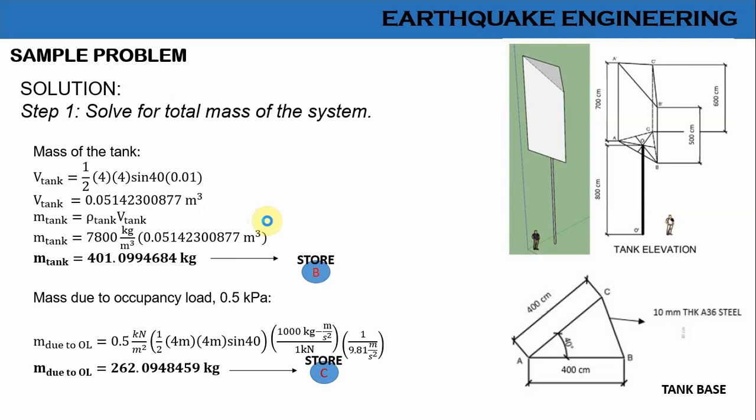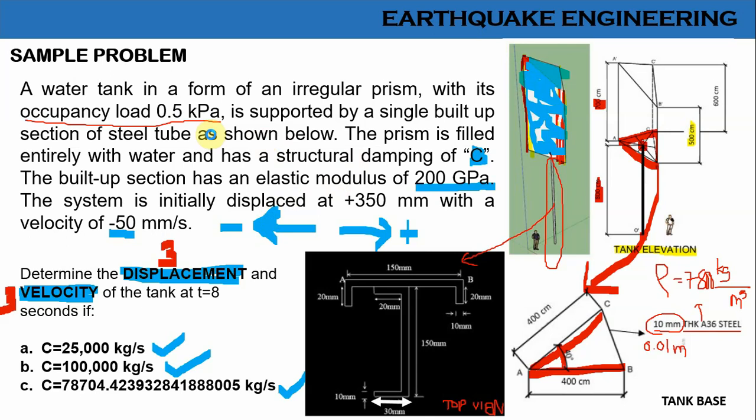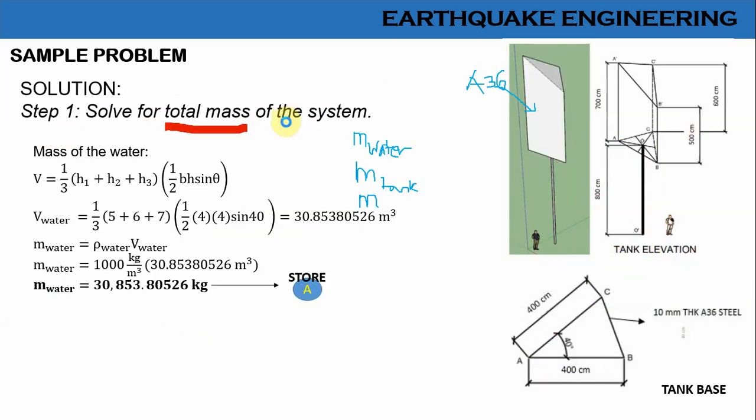However, what is considered here is only the tank base. We neglect the mass of the tank itself, including its height. Why is that? Because the problem did not say that it is A36 steel. If I had put A36, it would include the body. What we consider here is the tank base with its thickness. To be specific, the base. And the other mass given in the problem is the occupancy load, in kilopascal. So, the mass due to occupancy load. That makes three. Okay, let's erase this.